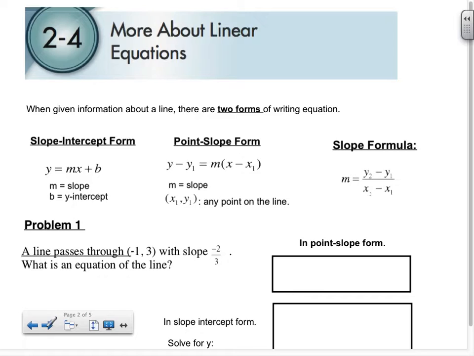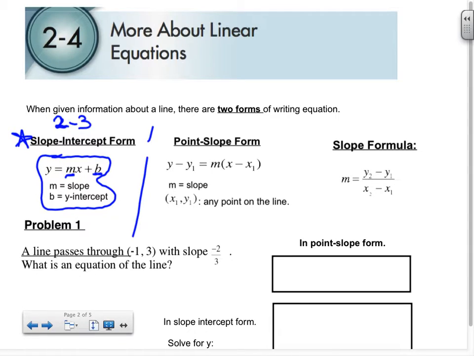From the previous lesson, 2.3, we learned about slope-intercept. Slope-intercept is really nice because in slope-intercept form, we can graph a line extremely quick just by knowing the slope m and the y-intercept b. Now we did this probably on Thursday, so this should be familiar to you. Okay, now what's coming up next is right here.